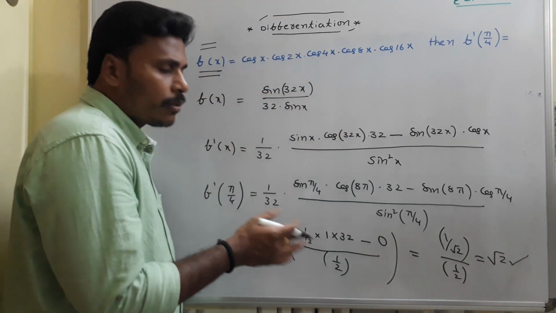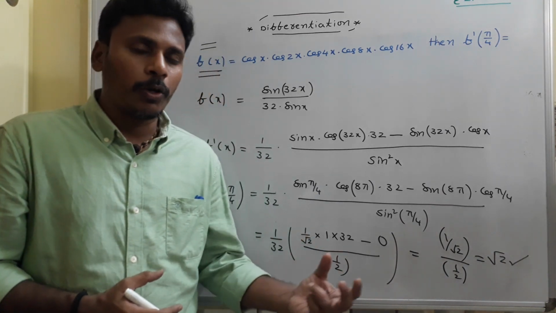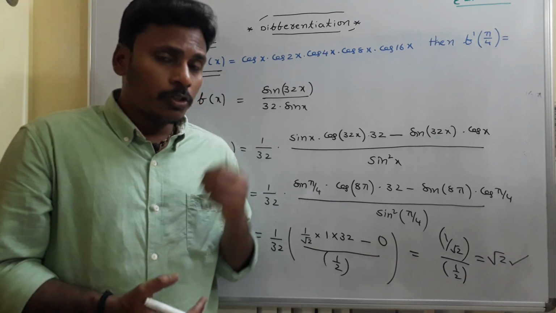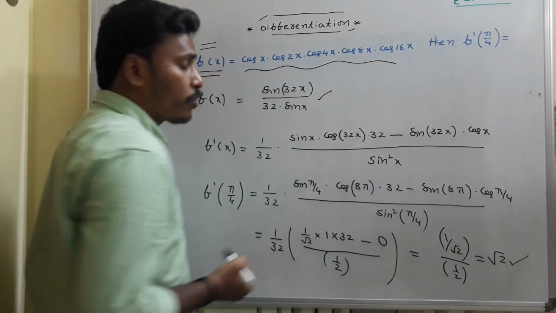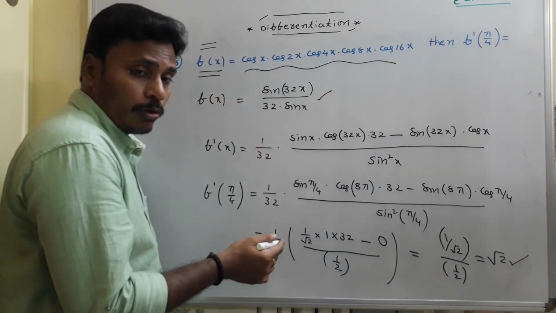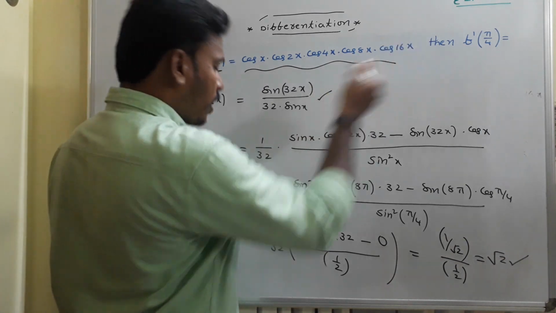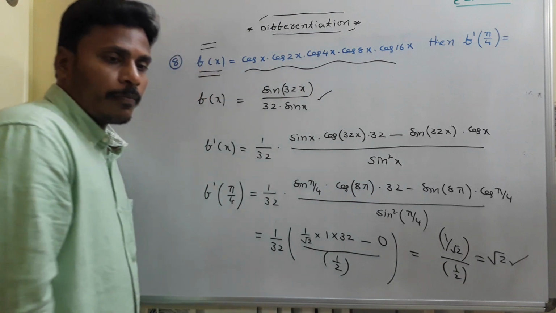So see, you need to choose root 2 from the options. Okay, it may be given as cosecant pi by 4 or like that. Okay, so just look, first of all try to simplify this part as sin 32x by 32 sin x, then use the u by v rule, numerator by denominator rule, and differentiate it. After that replace x with pi by 4, and on simplification our answer is root 2. Okay, there is the problem.